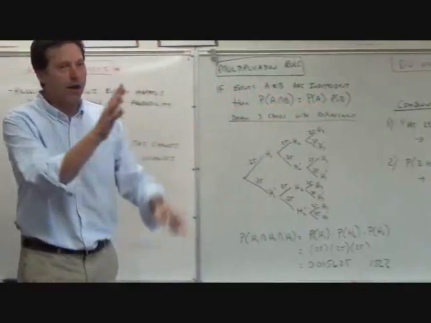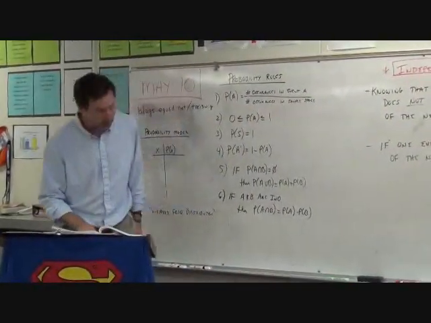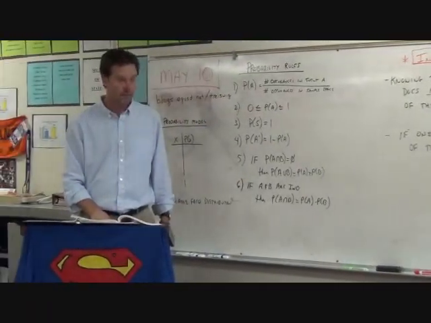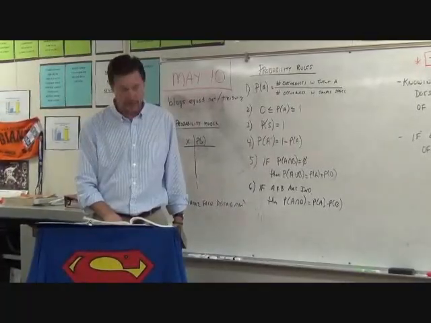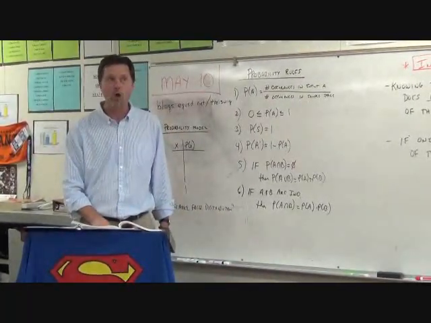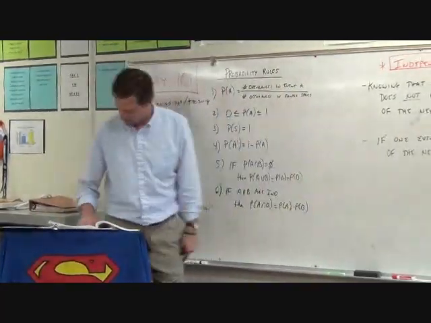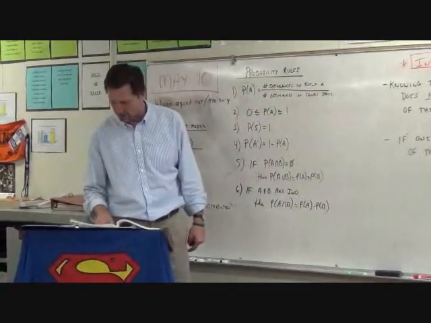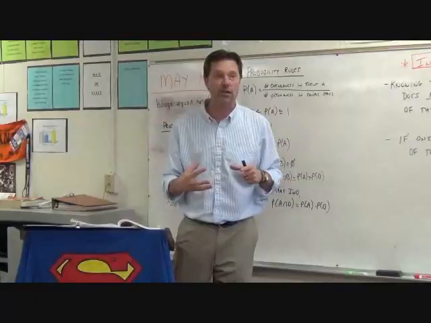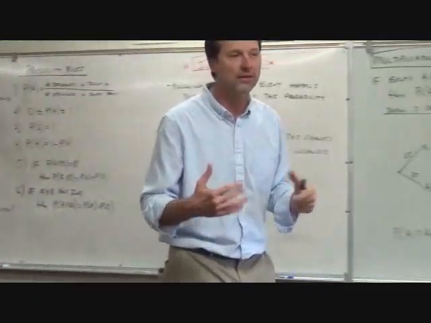Great. Now to figure out if they're dependent, here's the deal. Let's look at the two events. The two events are you get an odd digit, and the digit has to be less than 4. So how do I prove independence? I say, let's assume I got an odd digit. What are the odd digits? 1, 3, 5, 7, and 9. So let's assume that I got an odd digit. Does that now change the probability that I got one that was less than 4?